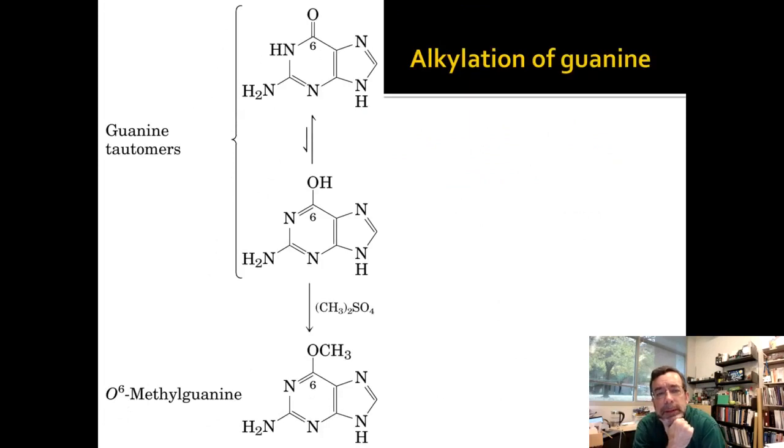Here's an alkylation that can happen to guanine. It happens through the guanine tautomer. The guanine tautomer will form an OH that is susceptible to methylation. And that will lock in a different hydrogen bonding pattern, which means when that DNA strand gets replicated, you'll have a different base on the other side.